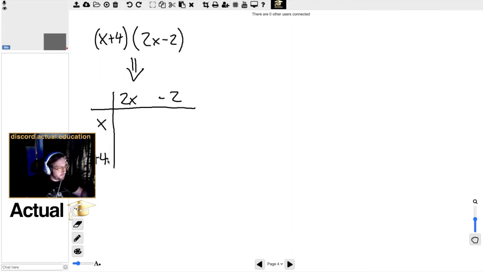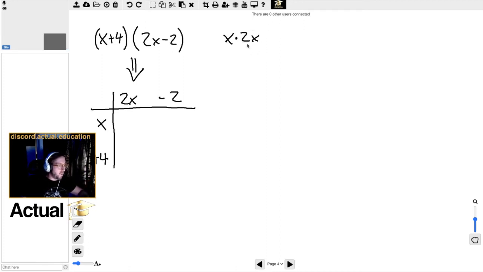What is it? x times 2x. Good. Very good. x times 2x. And this may trip you up a little bit, because usually we weren't having numbers in front of stuff when we did it. But this is slightly different. So this is going to equal 2x squared.